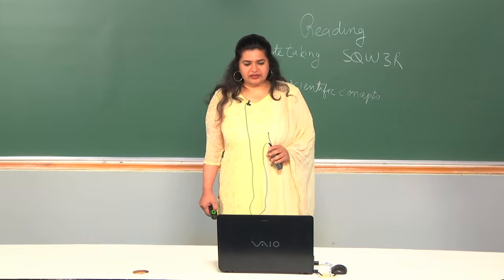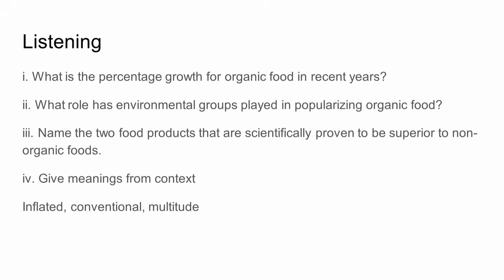Let us look at the questions. What is the percentage growth for organic food in recent years? And I think the answer should be 30%. There has been an increase from 5% to 30%, it is mentioned somewhere. What role have environmental groups played in popularizing organic food? You must write in your own language.